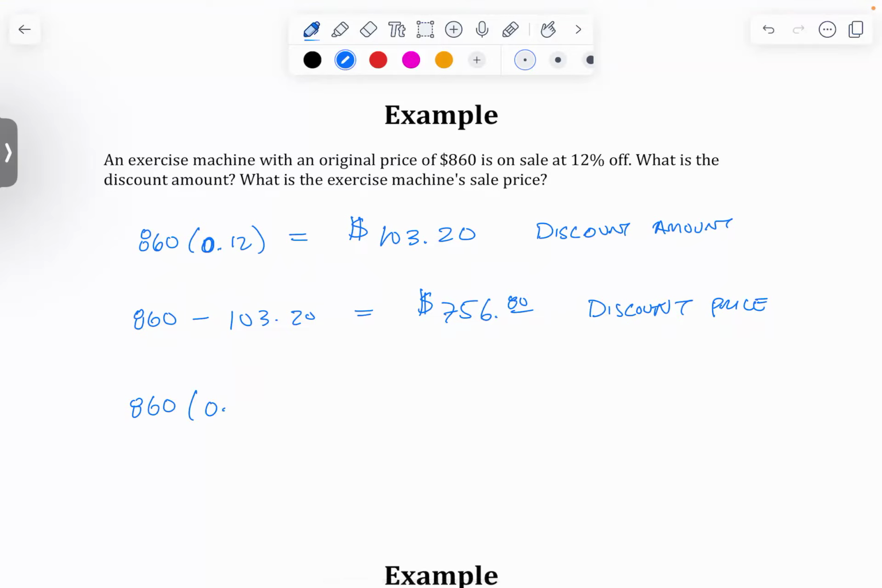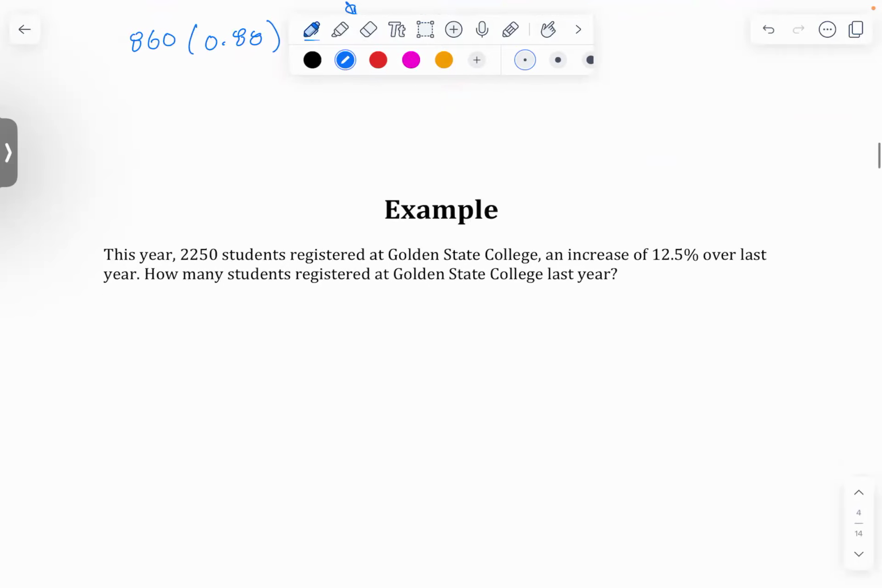If something is 12% off, we talked about this before, that means it's actually 88% of the original amount. And that, of course, would also result in 756.80. So that's another way to do it, all right? Subtract it from 100 in order to find that value.